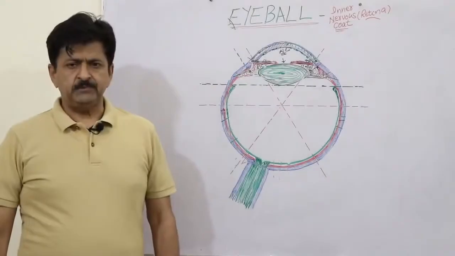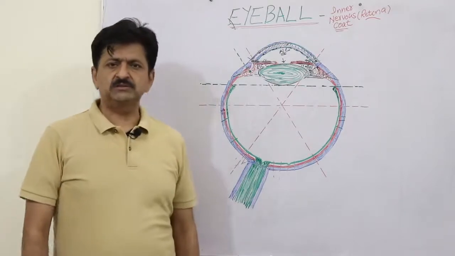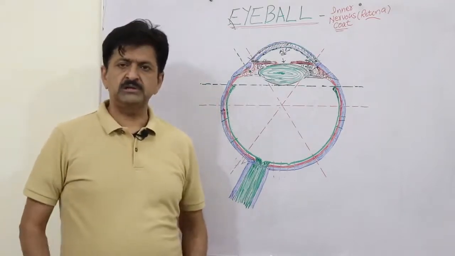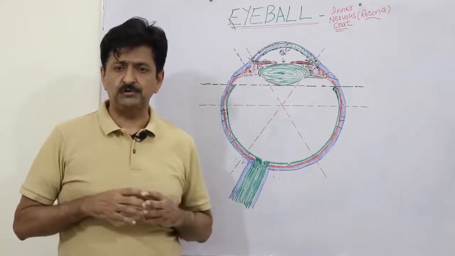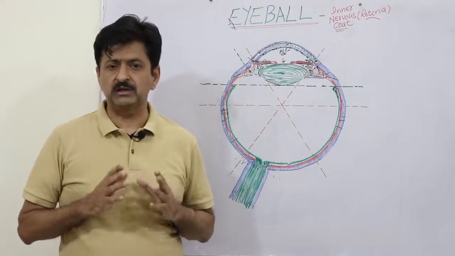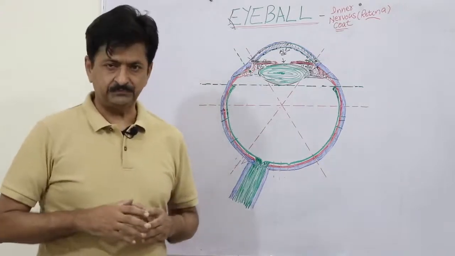Now, in this last session of the series of lectures on the eyeball, we are going to discuss the third component, the inner coat of the eyeball, that is called the nervous coat, or you can say its name is the retina.